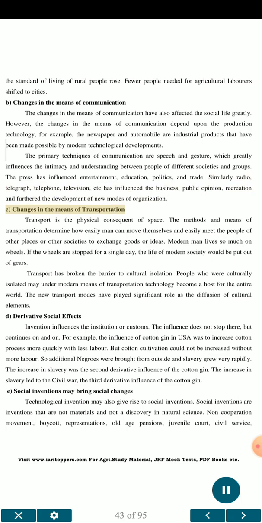C. Changes in the means of transportation. Transport is the physical conquest of space. The methods and means of transportation determine how easily men can move themselves and easily meet the people of other places or other societies to exchange goods or ideas. Modern man lives so much on wheels. If the wheels are stopped for a single day, the life of modern society would be put out of gear.